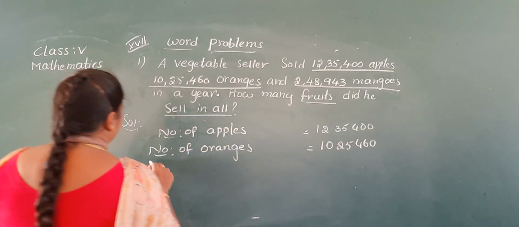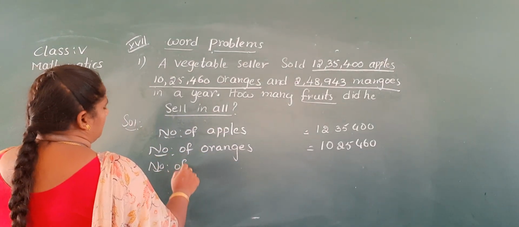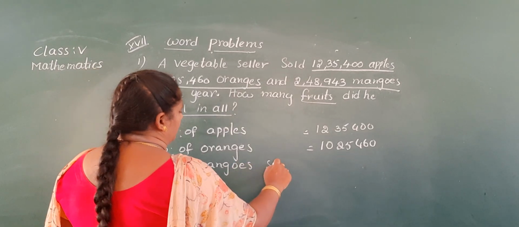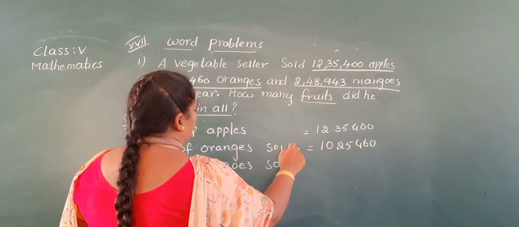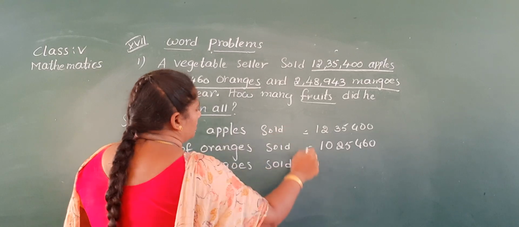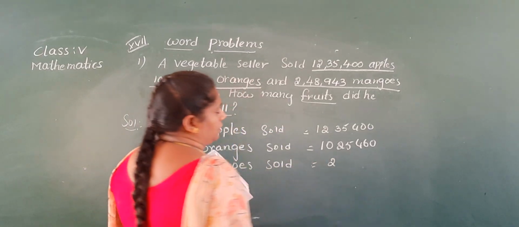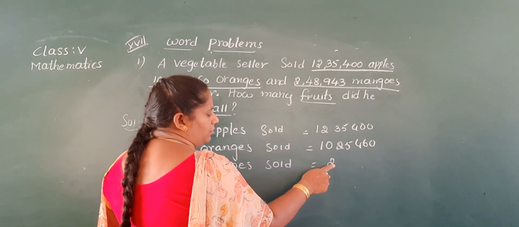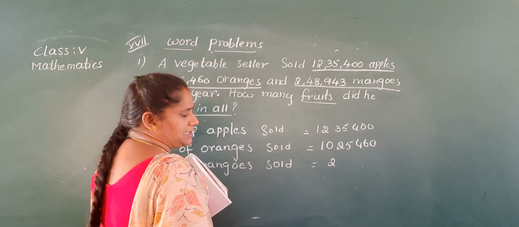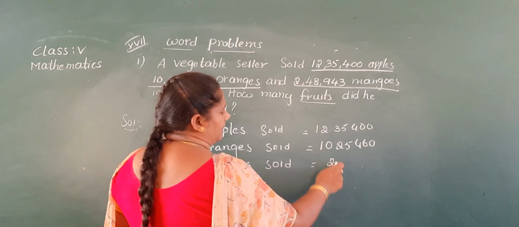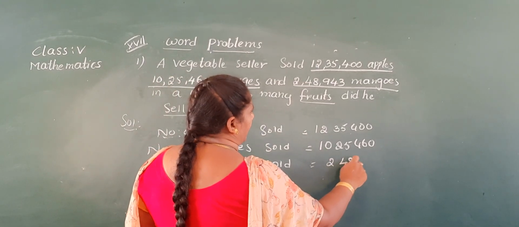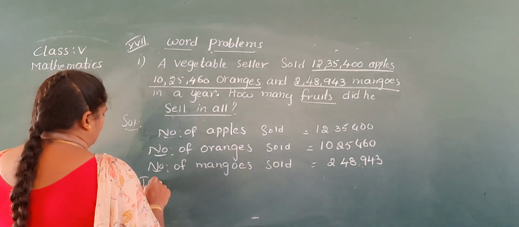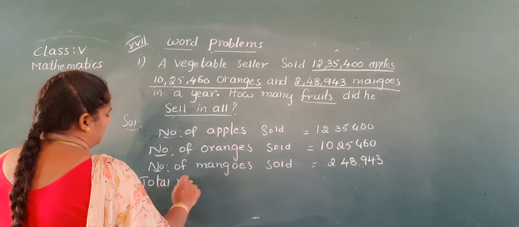10,25,460. And next, number of mangoes. So you will write sold, Nana. So 2 lakh. So here you must be very careful, children. This is the lakhs place. Don't write 2 under the 10 lakhs place. Okay? Write 2 under the lakh place. 2,48,943. Now total number of fruits.